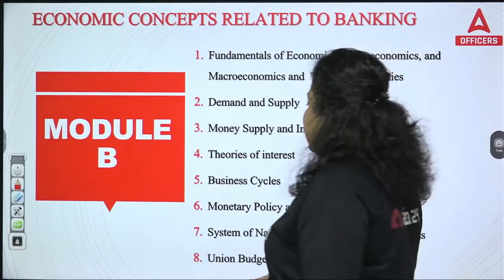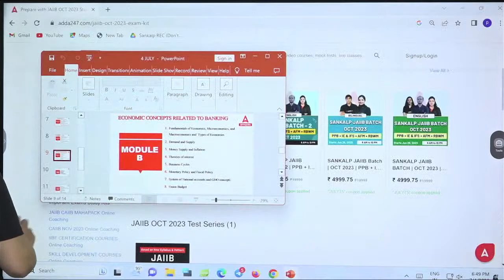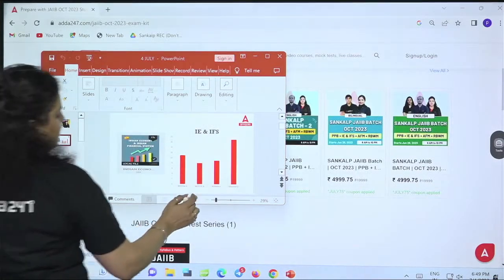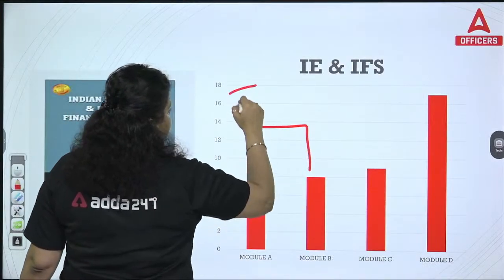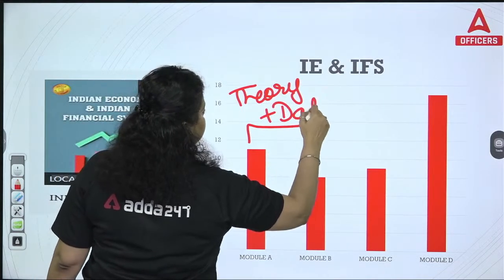So modules A and B of your subjects cover the economics chapter, and in these economics chapters you will find that these are the chapters which cover theory plus data to remember.